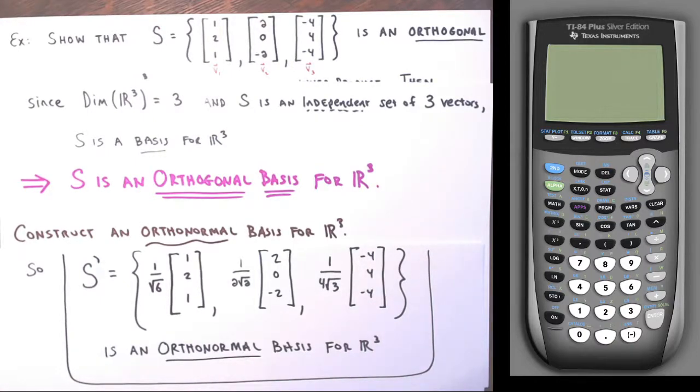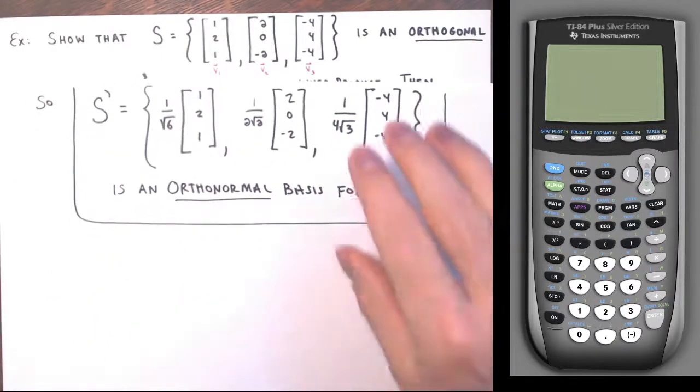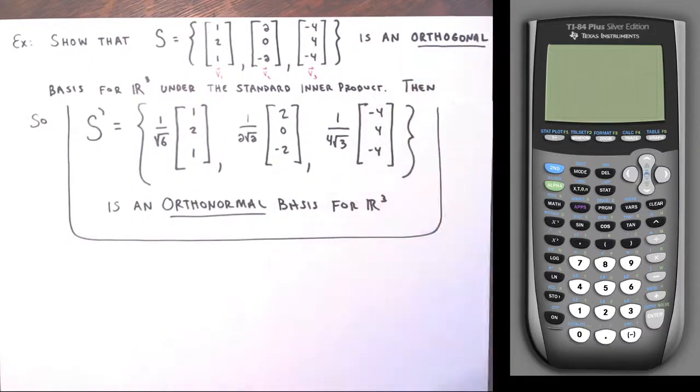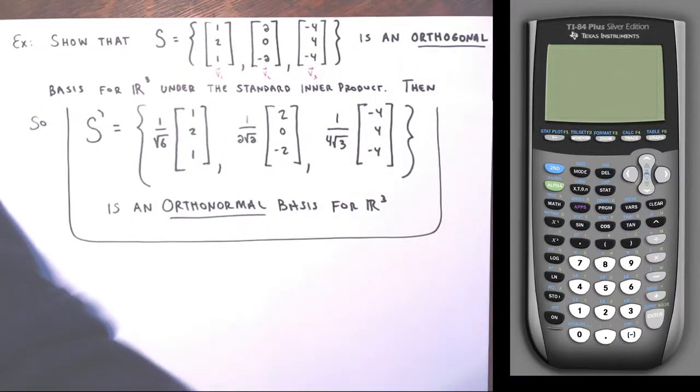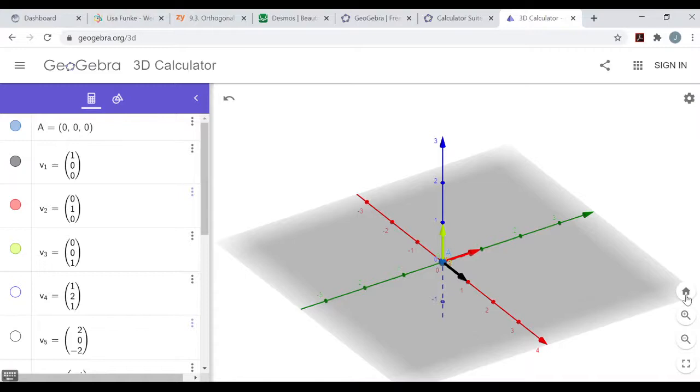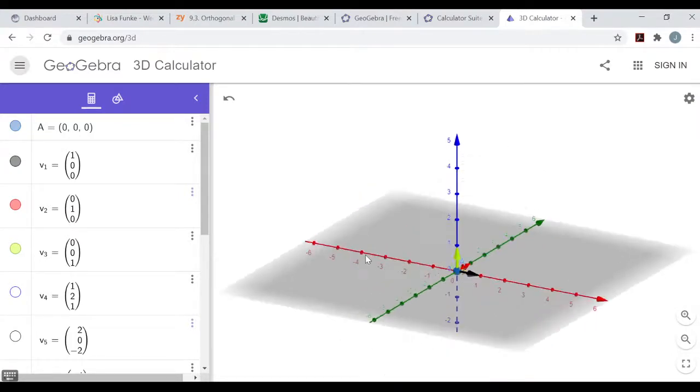And let's take a look at these. Again, these are from R3, so we can actually visualize them. I've got the GeoGebra website here with some three-dimensional drawing. So back to the 3D calculator, back home here. Now, these were the standard basis vectors, right? That's an orthonormal set. You saw that earlier. That's an orthonormal basis for R3. Let's get rid of those.